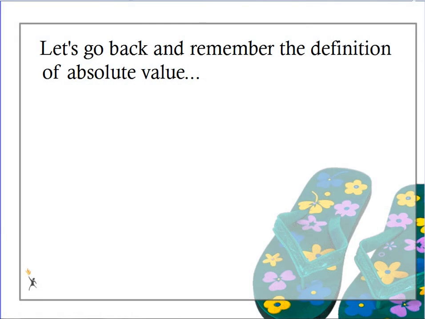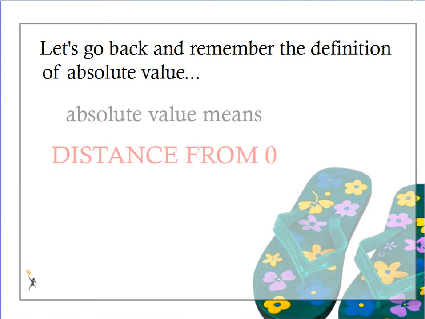Let's go back for just a minute and remember the definition of absolute value. Absolute value literally means distance from zero. So when I take the absolute value of 5, if you're looking on a number line, for instance, the number 5 is exactly 5 units away from 0 on that number line. That's why the absolute value of 5 is 5.